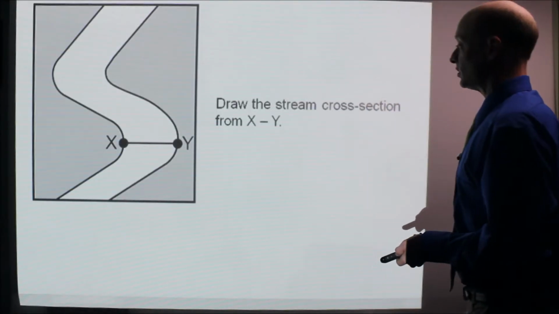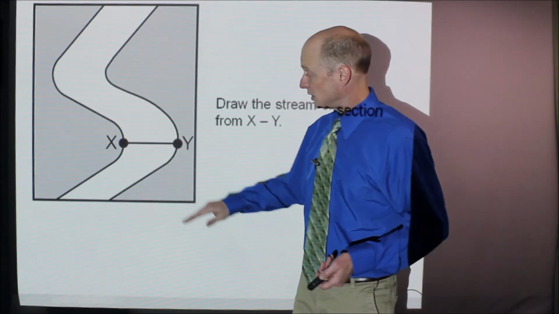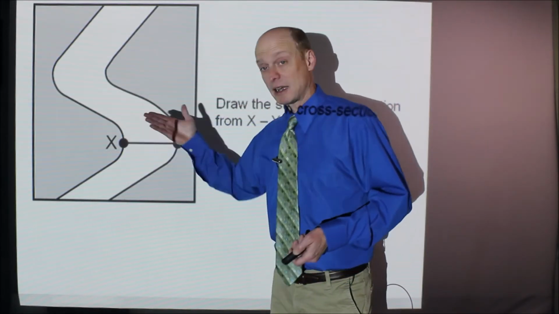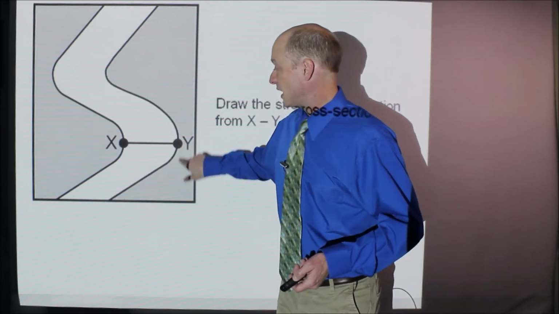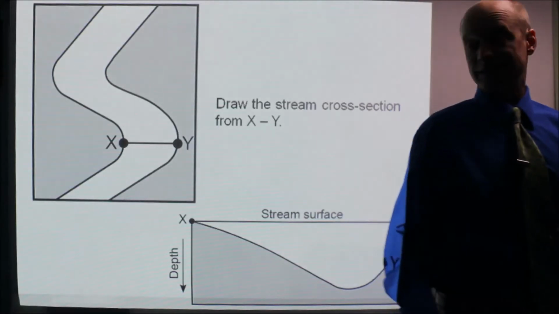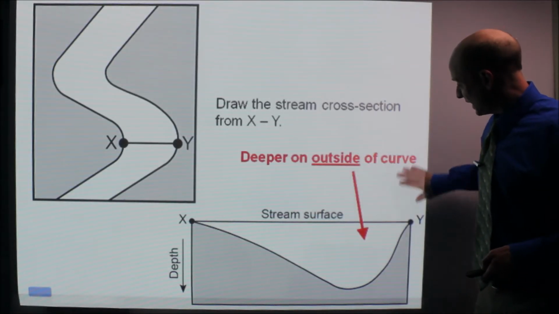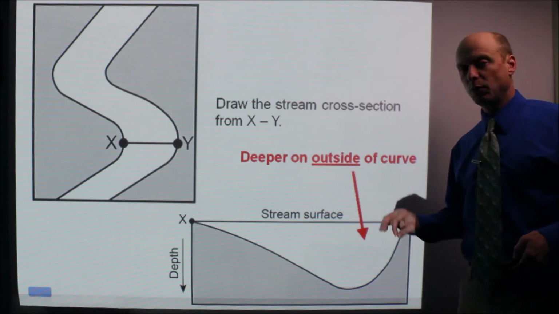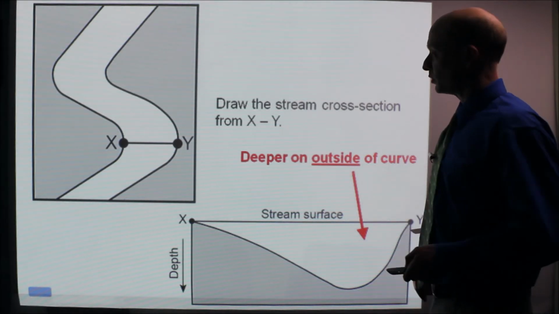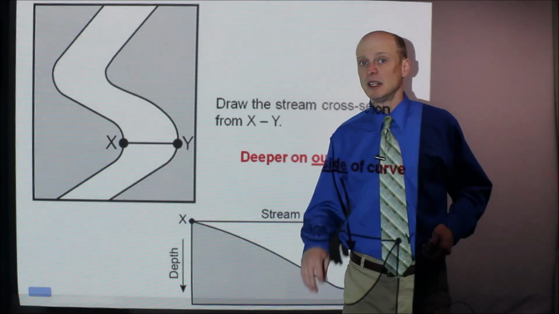So this would be a question: draw the stream cross-section from X to Y. Know what a cross-section is. It's as if you cut down through it and looked at it from the side. So this is the outside, this is the inside. This is going to be shallower, this is going to be deeper, and it should look like this. Deeper on the outside of the curve, that's important. There are multiple choice questions like this sometimes. Sometimes you have to draw them in, so make sure you know it.